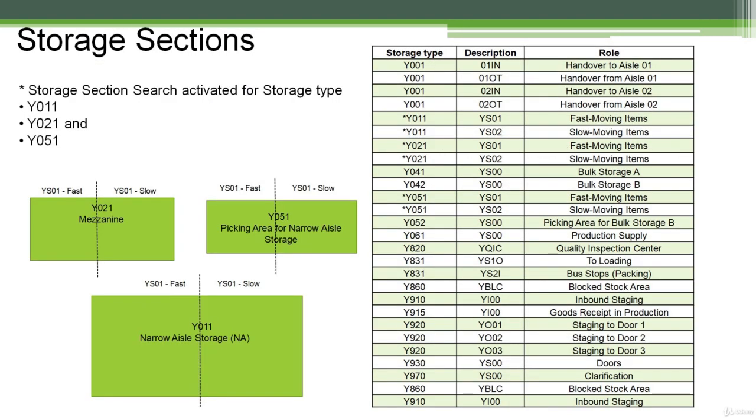Storage sections. Storage types are further divided into storage sections. For our warehouse, we have storage types Y021, Y051, and Y011. They are divided into two storage sections, fast moving section and slow moving section. Here you can also find the list of all the sections that are created in the system. Y021, for example, has storage section YS01 for fast moving, storage section YS02 for slow moving items. Storage type Y001 consists of 4 storage sections, but we do not plan to use storage section search in this area.